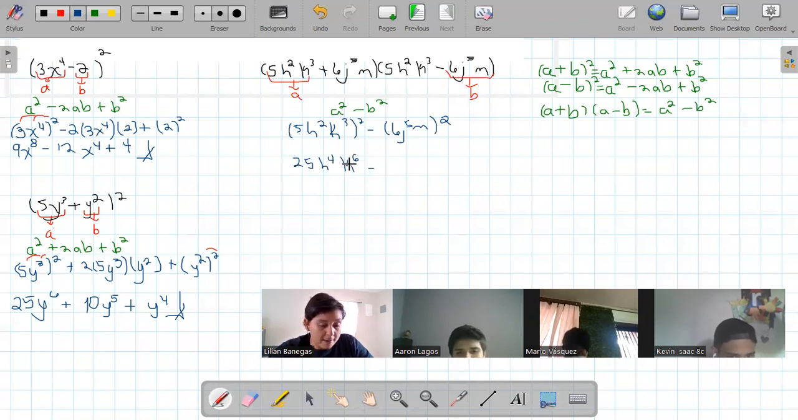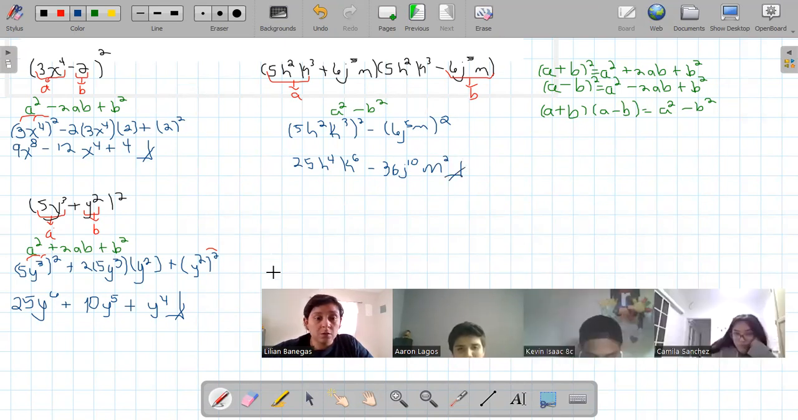6j to the 5th power m, everything to the square. 36. J to what power? To the 10th power, because 5 times 2 is 10. And m to what power? To the 2nd power. And that is my final answer. This is a difference of squares. Okay? Questions? No? One last exercise.